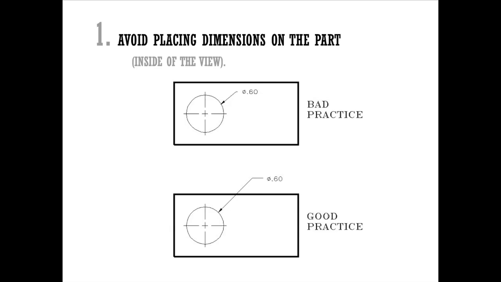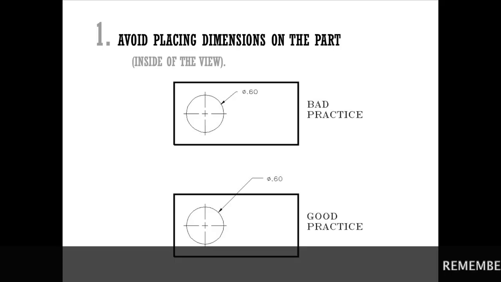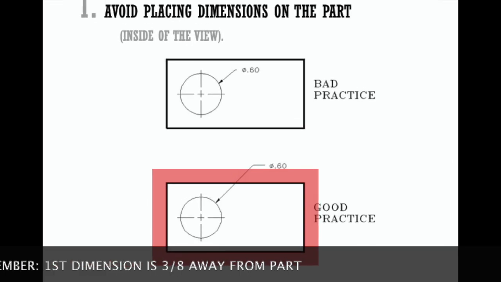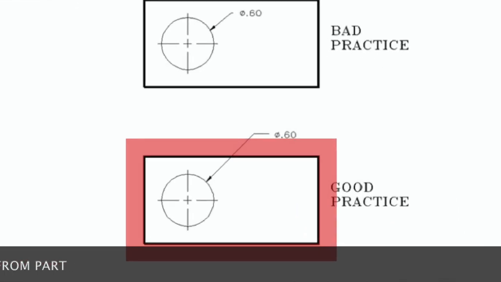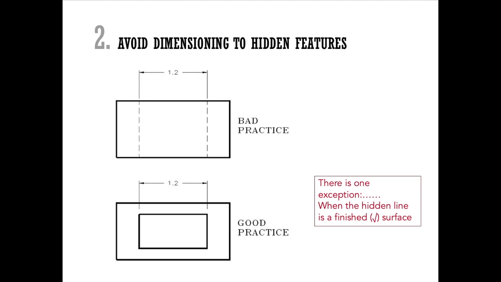The first step, Step 1, avoid placing dimensions on the part. You should always extend the dimensions off the part, especially when possible. There might be several instances where you have to break this rule, but at all times, keep your dimensions off the part. Step 2, you want to avoid dimensioning to hidden features.